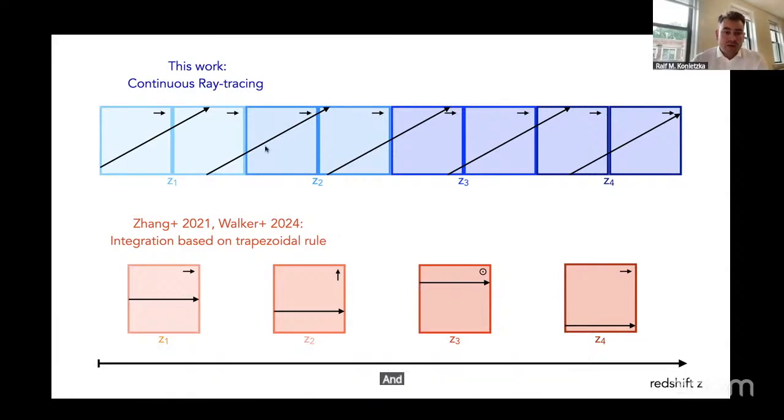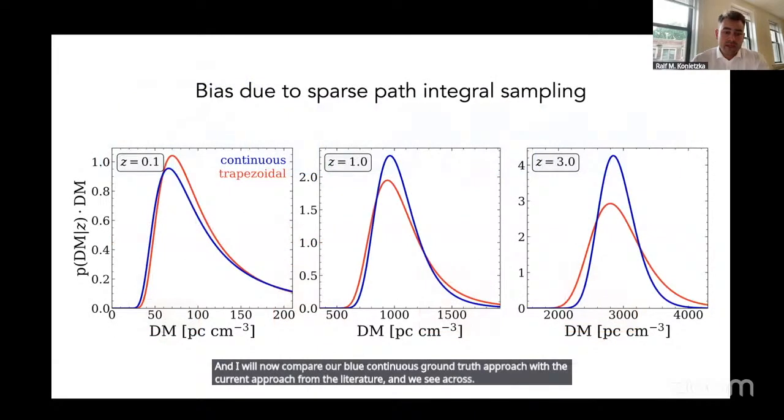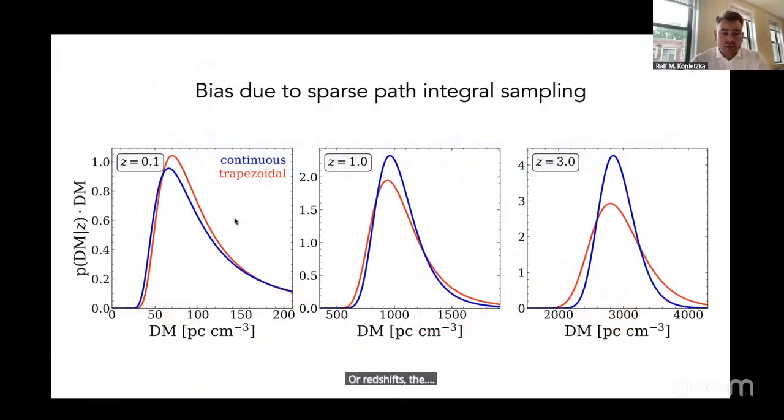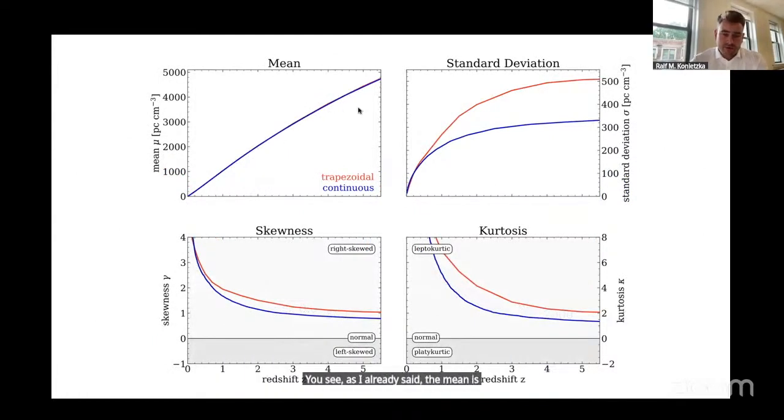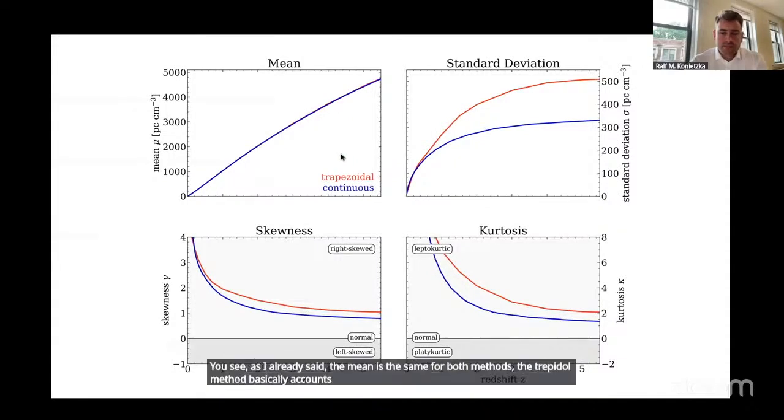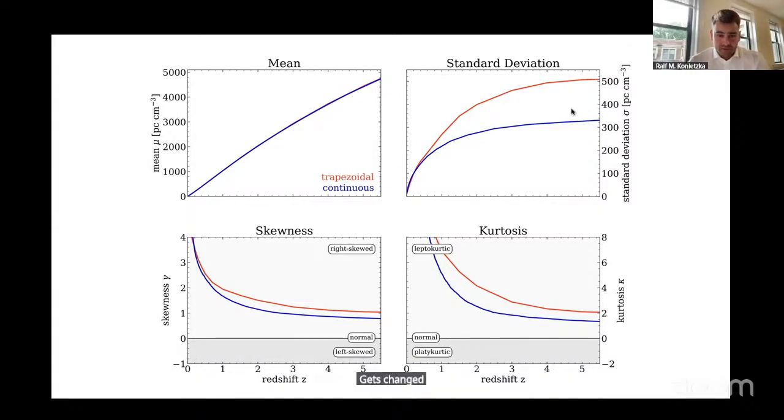I will now compare our blue continuous ground truth approach with the current approach from the literature, and we see that across all redshifts, the trapezoidal approach heavily distorts the distribution, especially at higher redshifts. To analyze this not only in the distributional sense versus dispersion measure, but in terms of the moments of the distributions, you see, as I already said, that the mean is the same for both methods. The trapezoidal method accounts for the mean correctly, but any other higher moment, especially the standard deviation, gets changed by up to more than 50%. So it's really important to use an accurate methodology such that the width of the distribution is modeled accurately.